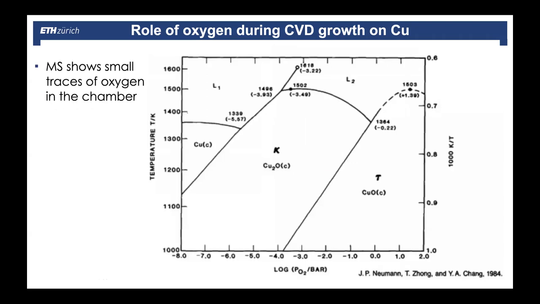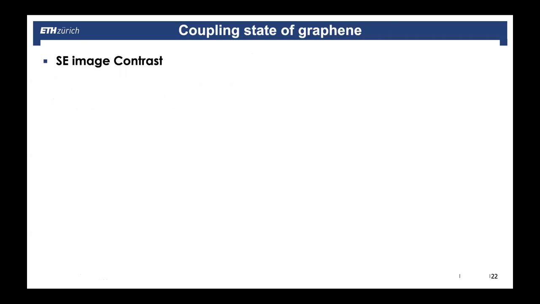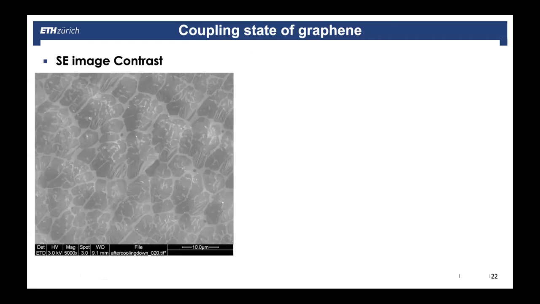And it also shows how important it is to follow the whole process, because you learn about graphene growth, how it works, and you also learn about what happens after growth when you cool down. And this gives you some ideas about how to control the atmosphere during cooling and how fast you should maybe cool it. So let me say a few more things about the scanning electron microscope.